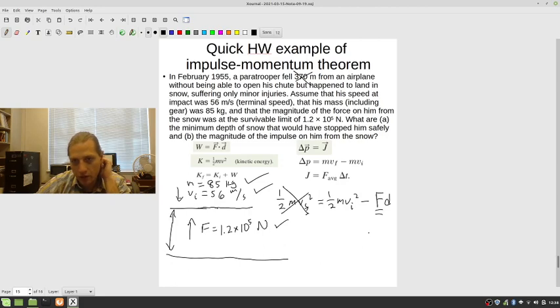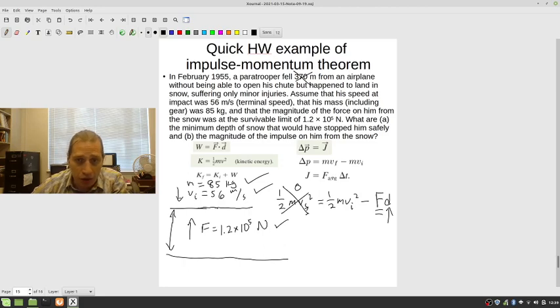Okay? So part A just asks you what's the minimum depth of snow that would have stopped him safely. So you know the force. They ask you to find the distance. So this is 0. You know all that stuff. You know the force. You can find the distance. Okay, and then part B asks, what's the magnitude of the impulse on him from the snow?